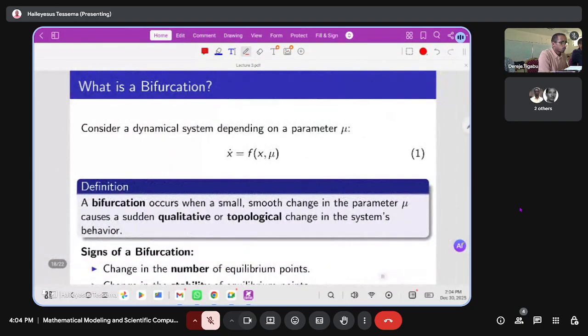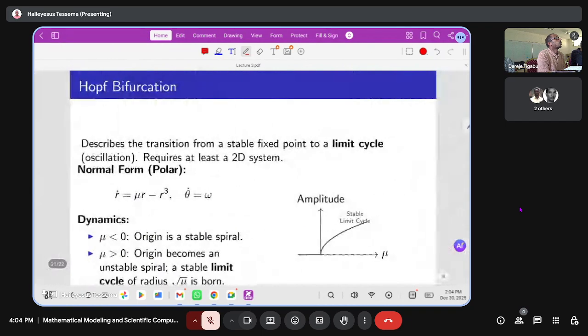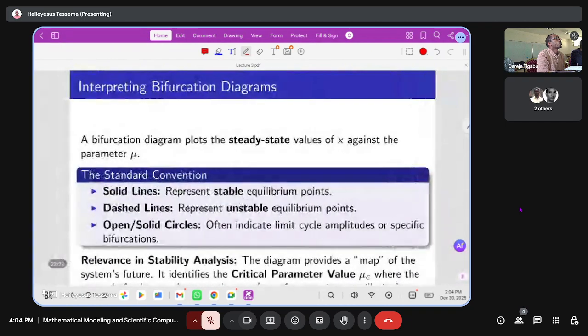I think the other concept is bifurcation. I think you have learned about this, so I do not want to touch it. But roughly, I was looking over it, and it is not well constructed, I think.